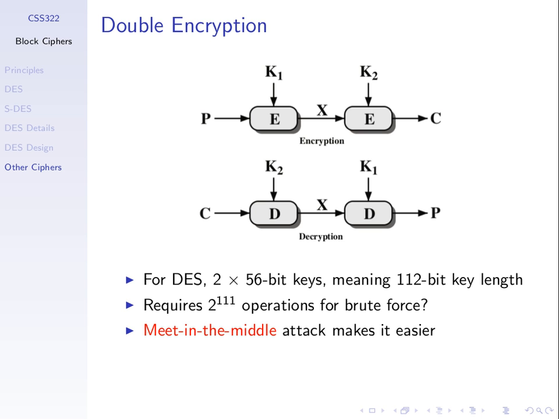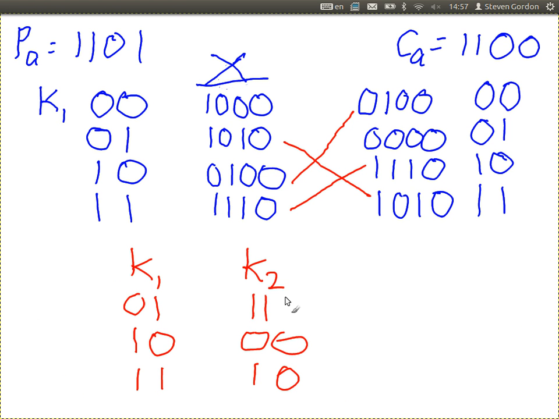with our double encryption, this value in the middle, if we encrypt our plain text with K1, we get X. Similarly, if we decrypt ciphertext with K2, we should get the same X. So if we get the same X on both sides, then that indicates that the K1 and K2 that we used are possibly the correct key. If we do not get the same X, then it means for sure that K1 and K2 are not the key. We got 3 possible keys in our case, K1, K2.